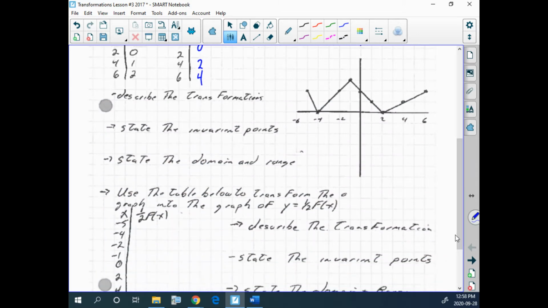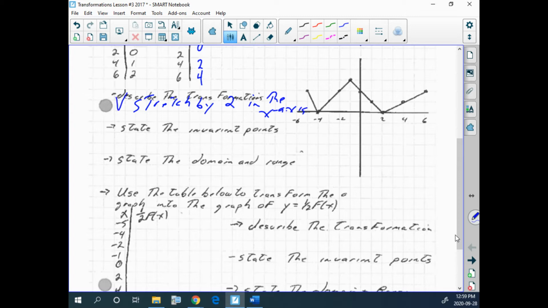Okay, so describe the transformation. This is a stretch by 2. Now we're going to call that a stretch by 2 in the x-axis, vertical, because we've changed the y-coordinates.